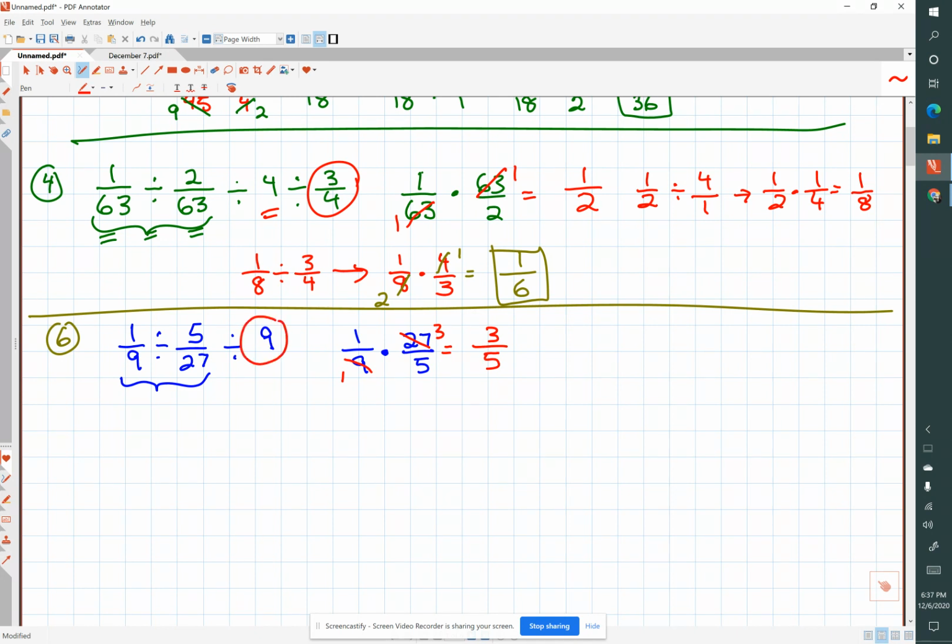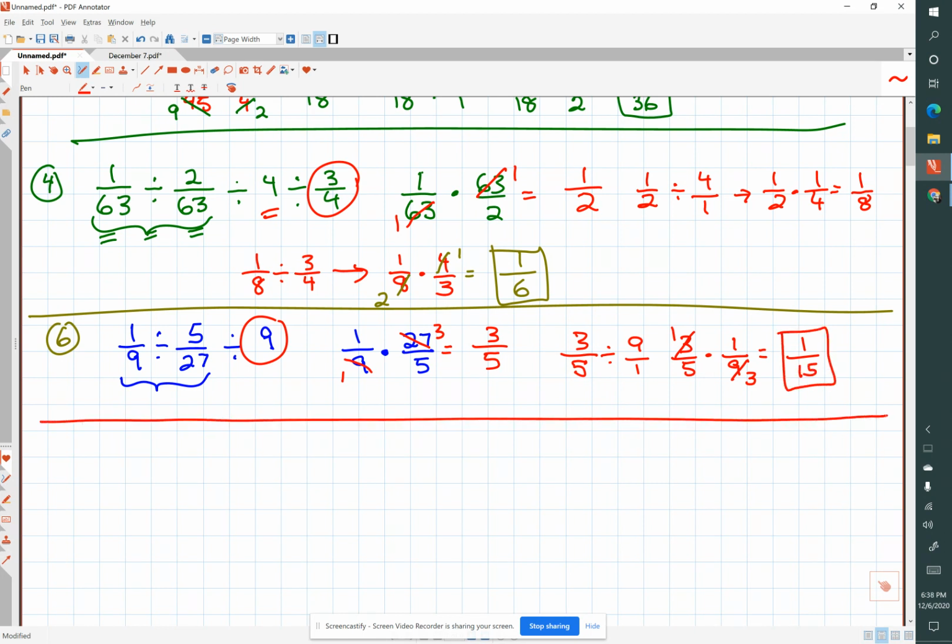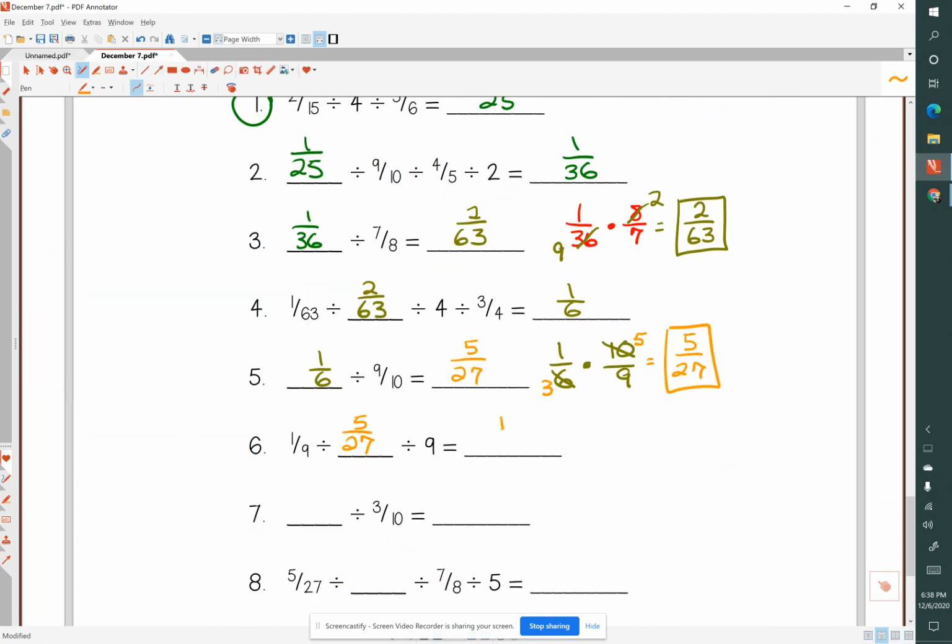Then we have to divide 3/5 by 9. And we'll put that over 1. And we'll rewrite that as multiplication by the reciprocal. 3/5 times 1/9. And indeed, we can simplify. 3 divided by 3 is 1. 9 divided by 3 is 3. 1 times 1 is 1. And 5 times 3 is 15. And that's our final answer, 1/15. Let's insert that on our paper and put that in the next problem.